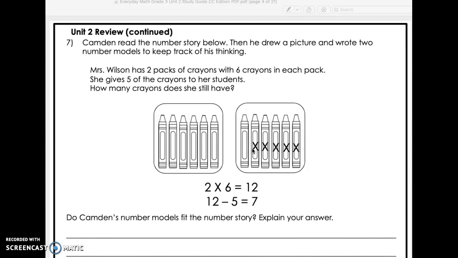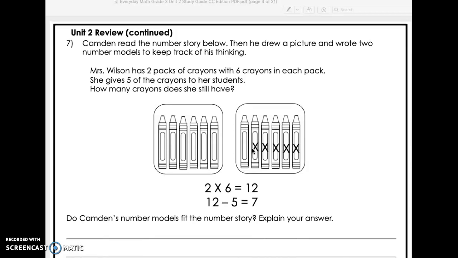Number 7. Camden read the number story below. Then he drew a picture and wrote 2 number models to keep track of his thinking. So he actually did the pictures for you. Look at that. Mrs. Wilson has 2 packs of crayons with 6 crayons in each pack. She gave 5 of the crayons to her students. How many crayons does she still have? So here is a picture of the 2 packs with 6 in each one. And then she gave 5 away. And now, how much does she have left? So here's the number models.